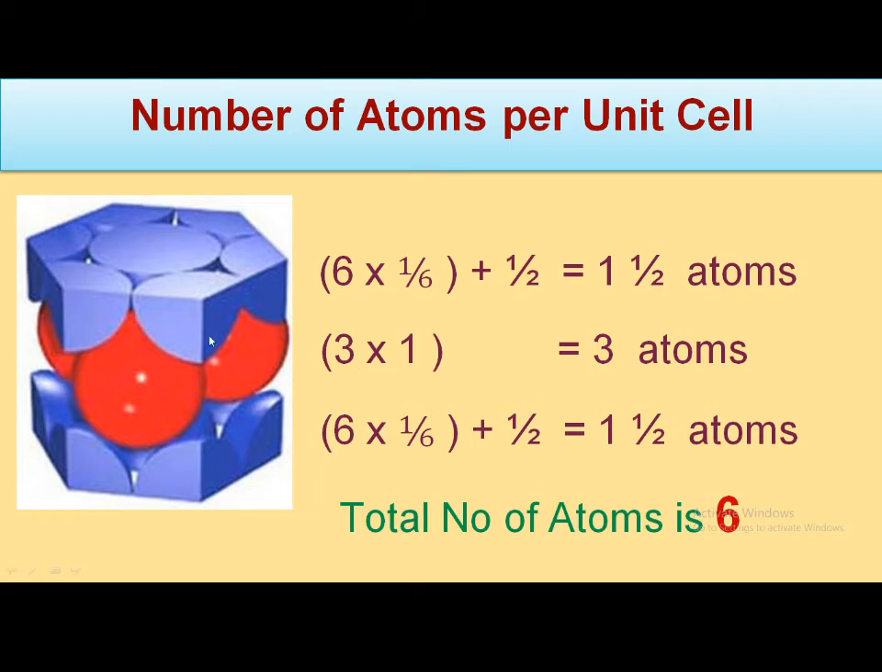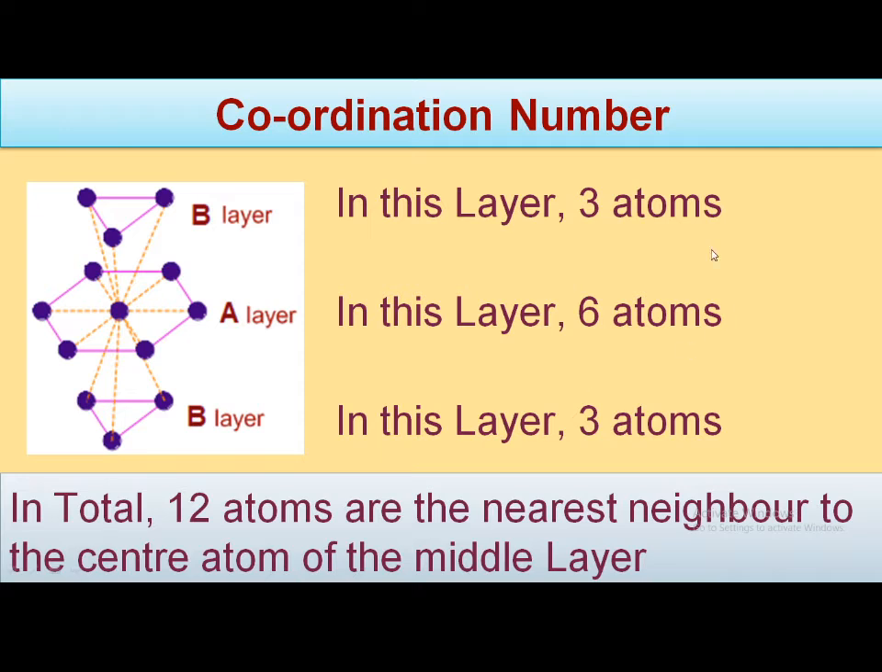Whereas the mid layer has 3 atoms. These 3 atoms are inside this particular unit cell. So in total, there are 6 atoms present in this unit cell.